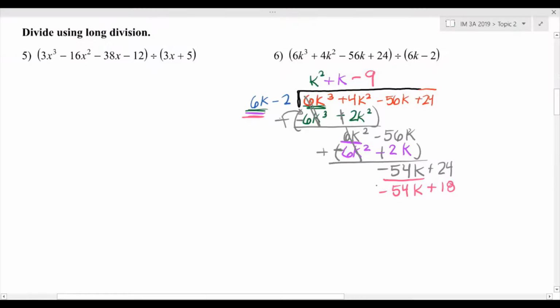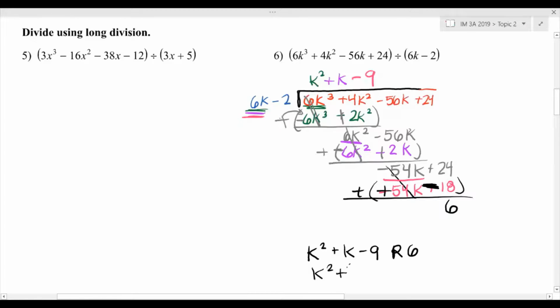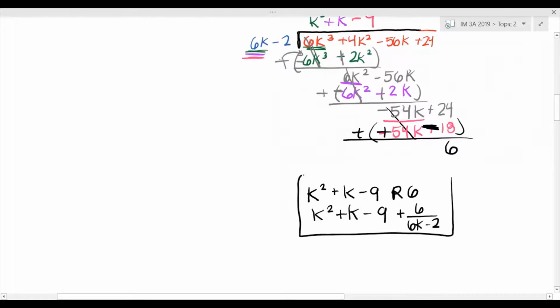And then remember that we're subtracting these things. And so if I subtract, I'm making this a minus and this a plus so that it cancels. And so then we're going to have 24 minus 18, which is giving us 6. So again, I know that it's the remainder because this is a constant, and then our divisor is linear. So that means that our answer is k squared plus k minus 9 with a remainder of 6, or k squared plus k minus 9 plus 6 over our divisor 6k minus 2. Okay, so either one of those is an appropriate answer.